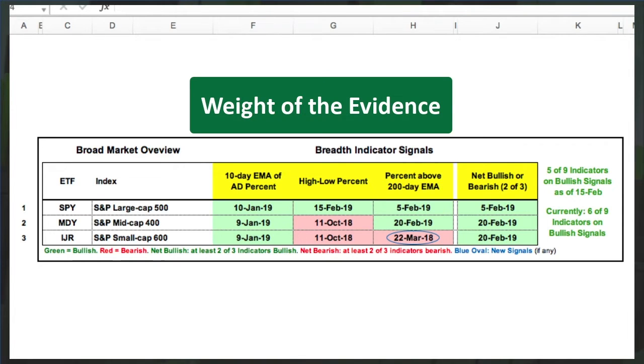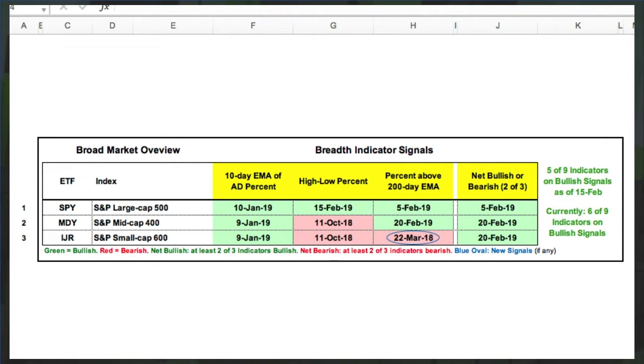So in the ARCH charts commentary, I have a table that I regularly update, and it shows all of the signals that I just showed you for the 3 major indexes and the 3 breadth indicators. So you have 3 indexes, 3 indicators, that's 9 signals. And basically, the green boxes show the bullish signals and the date, and the red boxes show the bearish signals and the date. And I got a blue oval there on the 22nd of March because we got a new bearish signal.